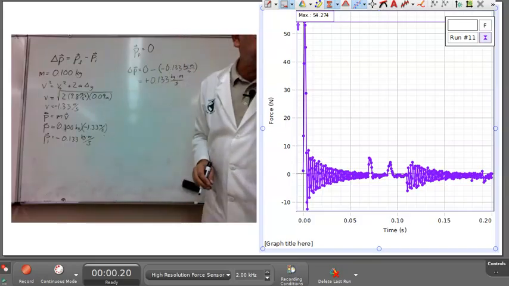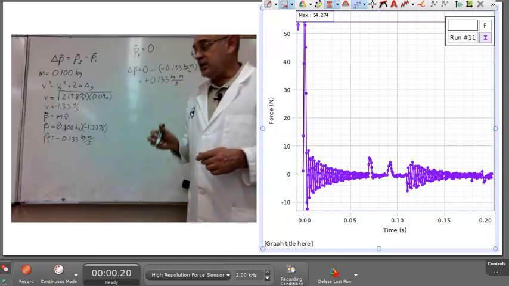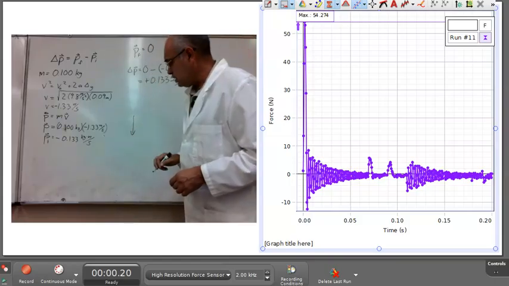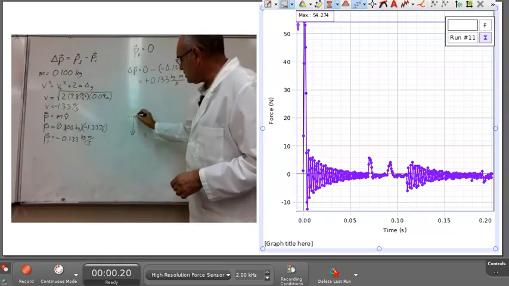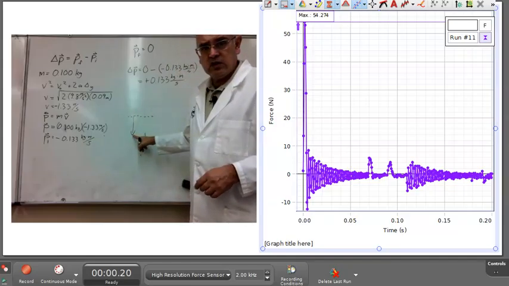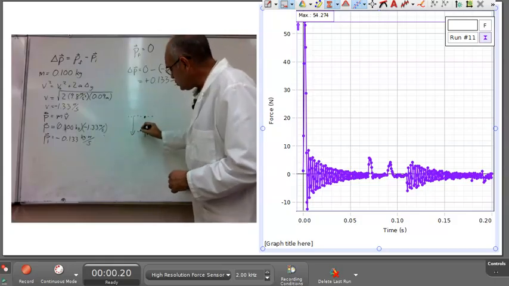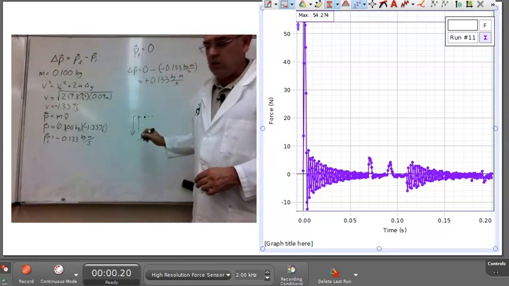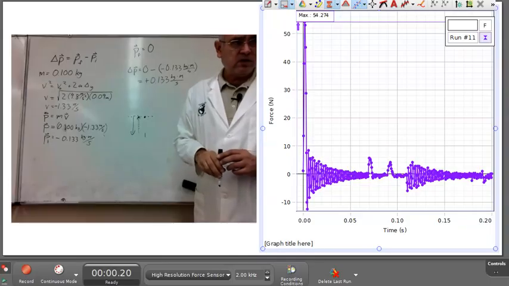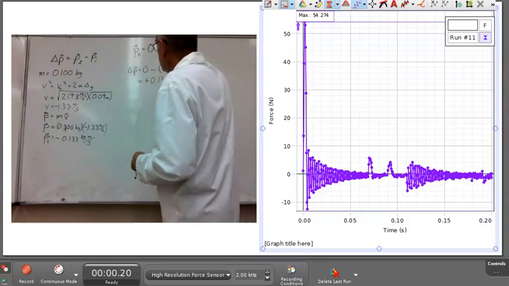Now that sounds kind of funny. Why do we have a positive change in momentum? Because the initial momentum is downward, the final momentum is 0. So if this is my 0 line, there's my initial momentum there, here's my final momentum here, so my change in momentum is this arrow right there. And that arrow is pointing upward. So there's my change in momentum.